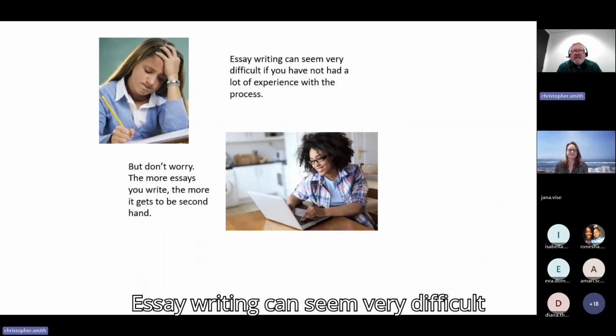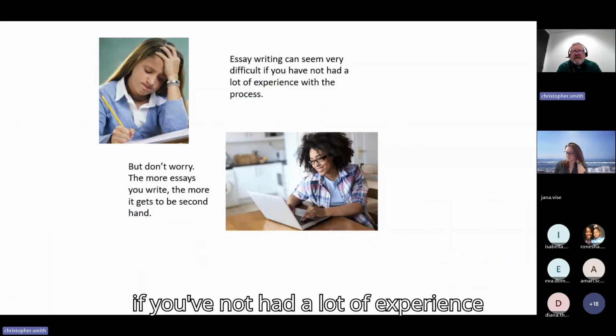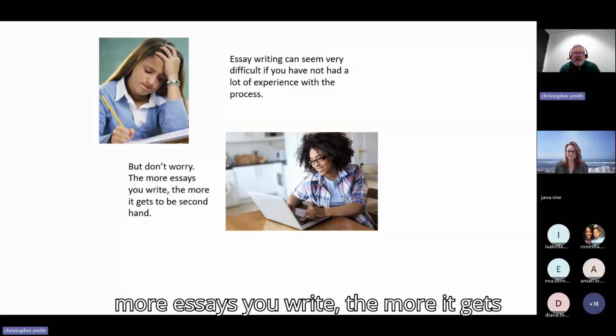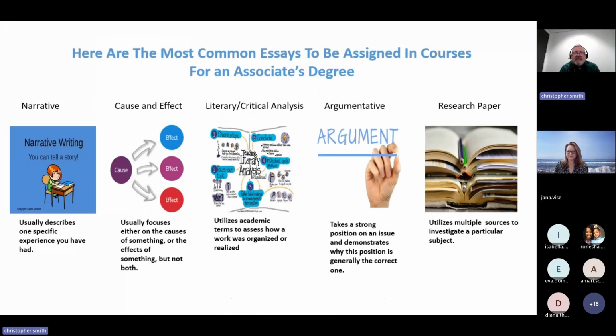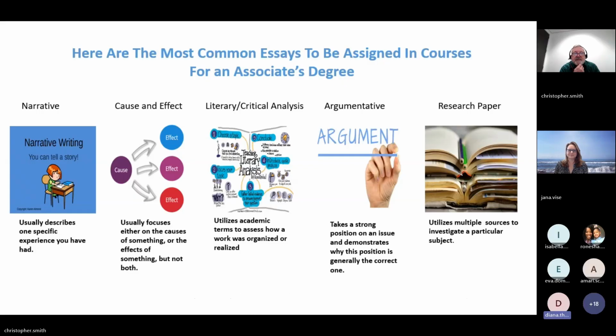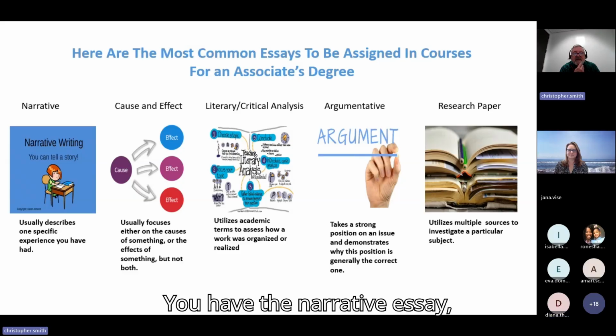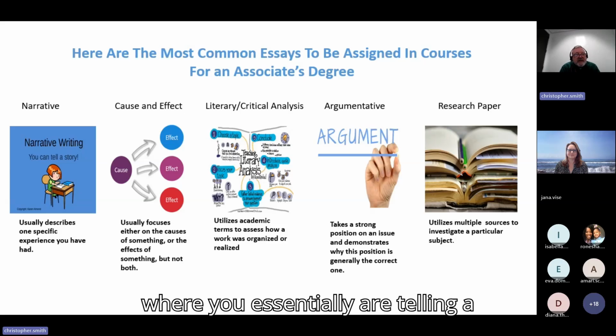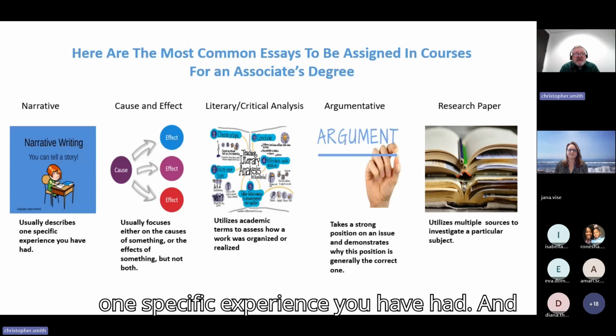Essay writing can seem very difficult if you've not had a lot of experience with the process. But don't worry, the more essays you write, the more it gets to be second nature. Here are the most common essays to be assigned in courses for an associate's degree. You have the narrative essay, where you essentially are telling a story. You usually describe one specific experience you have had.